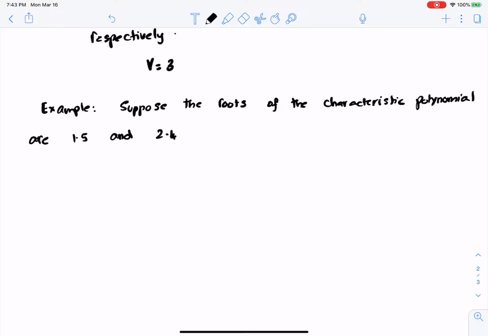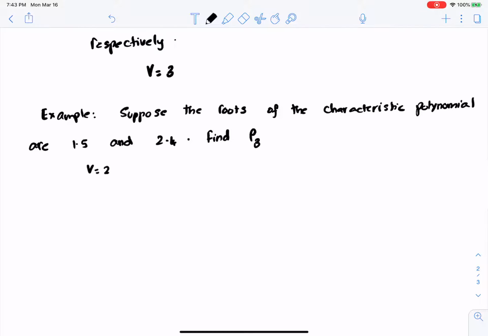Suppose the roots of the characteristic polynomial are 1.5 and 2.4, and we want to find rho 3. So how do we go about doing this? First, how many roots do we have? V is 2. We have 2 distinct roots. The multiplicity for the first root is 1. The multiplicity for the second root is also 1.